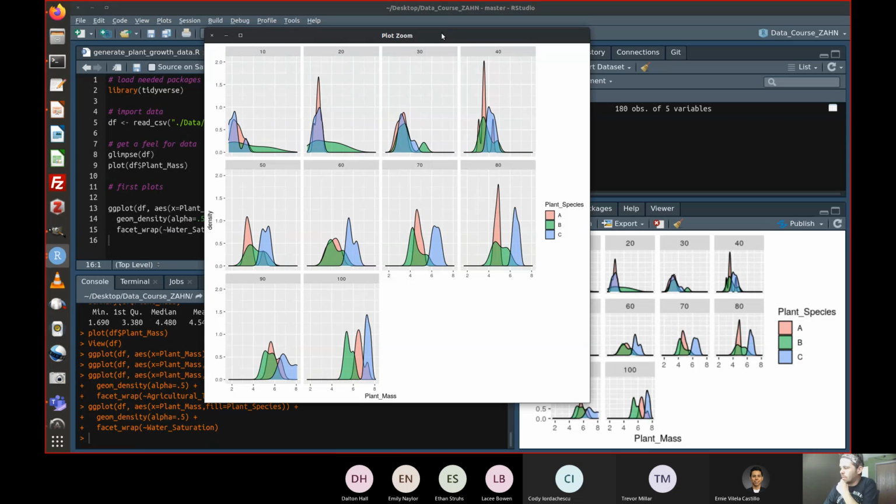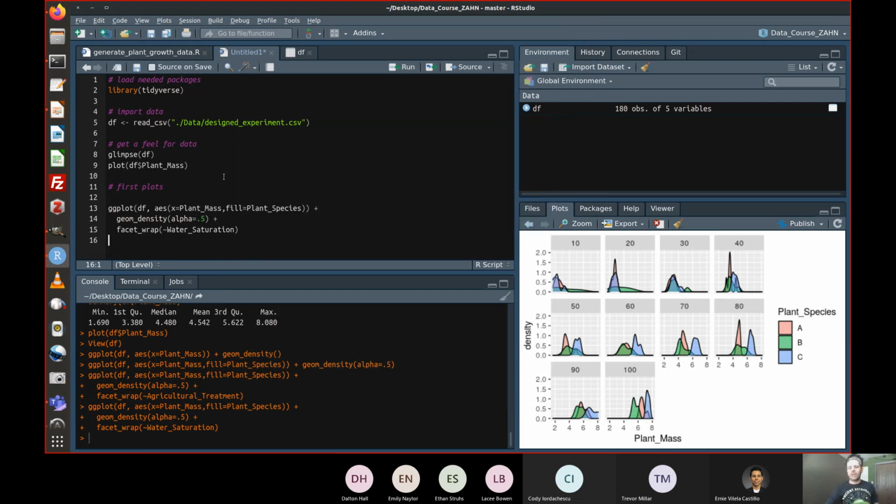So this is definitely an interesting pattern. It looks like plant B is responding very differently from A and C at low water saturations, and basically responds to water saturation at a different rate than these others. Okay, so I'm going to make another type of ggplot here.